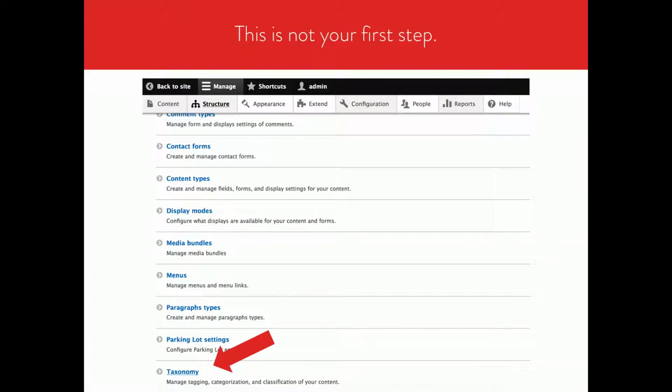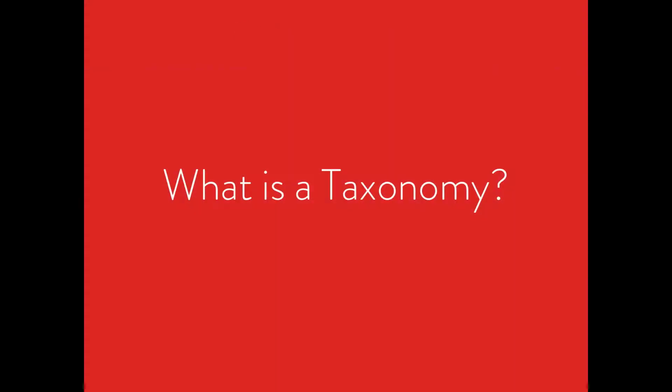Where do we start off here? For most people doing things in Drupal, where they start is going to the structure menu, clicking the taxonomy link. This is not your first step, except in very particular cases where you're doing nothing more than just a list that you need to manage so that you can put it in a drop-down or another selector. Instead, there's a process to get to a well-designed taxonomy. We should first ask, what is a taxonomy?